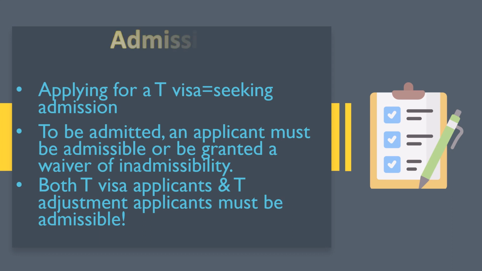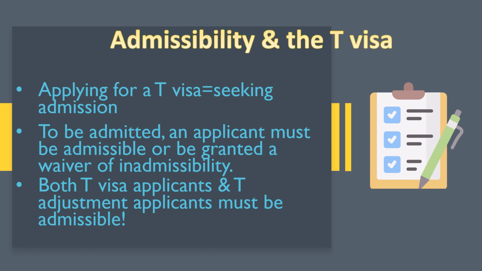When a trafficking survivor applies for T nonimmigrant status, they are seeking admission, even though they are already physically present in the U.S. To be granted admission, the applicant must be admissible or be granted a waiver of inadmissibility of any applicable grounds found in INA Section 212(a). T visa applicants, both principals and derivatives, and T adjustment applicants must demonstrate admissibility or be granted a waiver of any applicable grounds of inadmissibility.